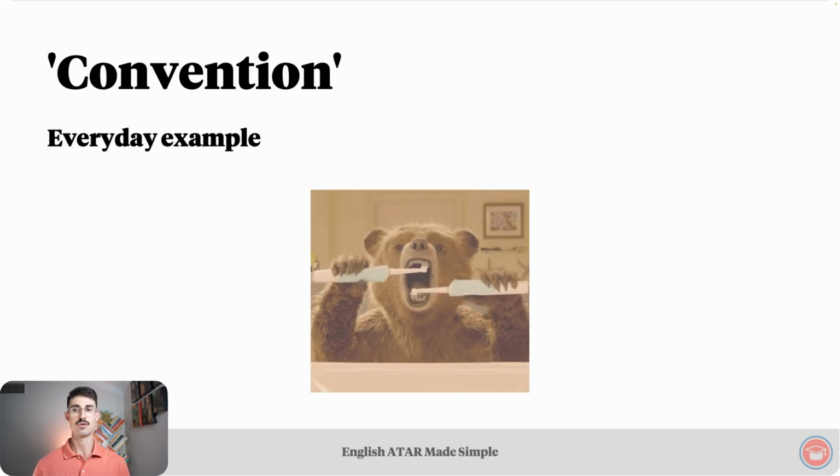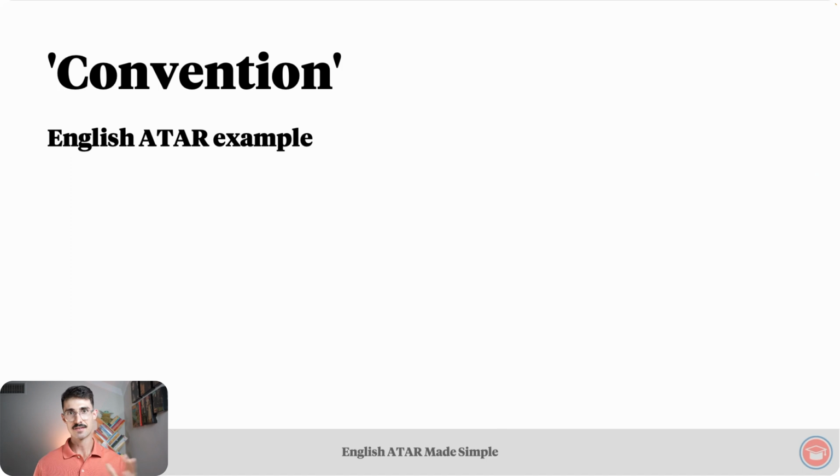Here's another everyday example. It's conventional for people to brush their teeth twice a day, once in the morning, once in the evening. Not quite like the bear, but you get the idea. The word conventional in that sentence is used to say that brushing your teeth twice a day is common. It's an accepted practice.